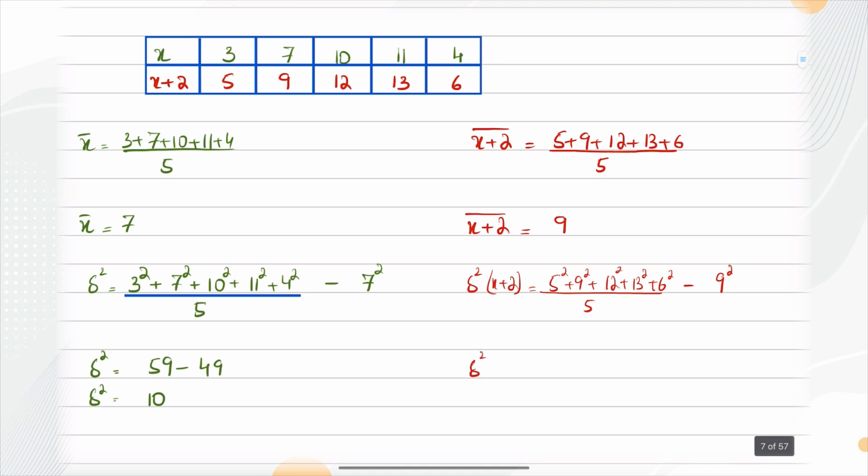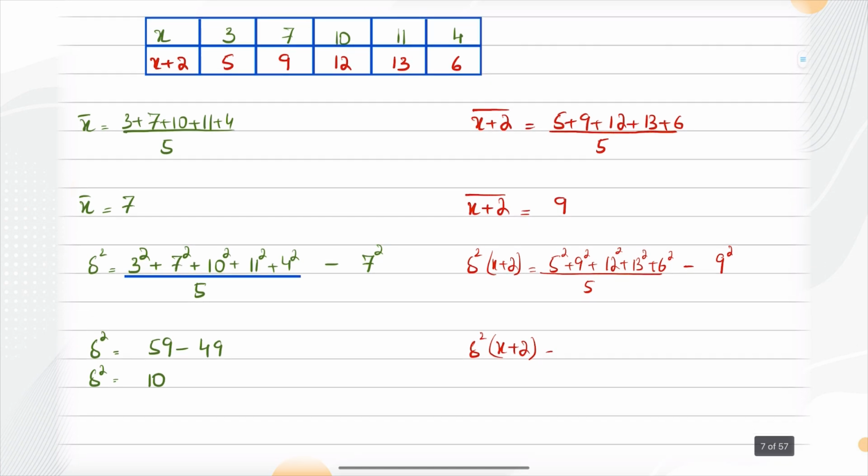So in this case, the variance of x plus 2 is equal to, you will notice, 9 squared is 81, and this is equal to 100, and this is equal to 91, and 91 minus 81 is equal to 10. Now, did you observe something? Did you notice that the variance did not change? And this is not a coincidence.